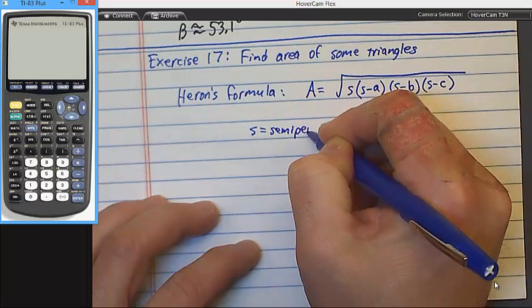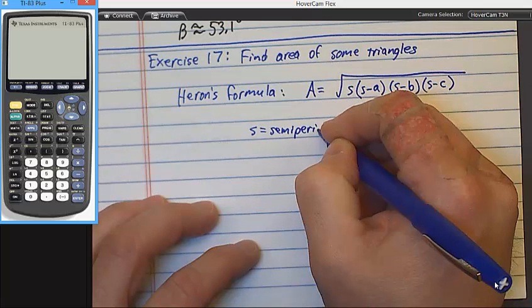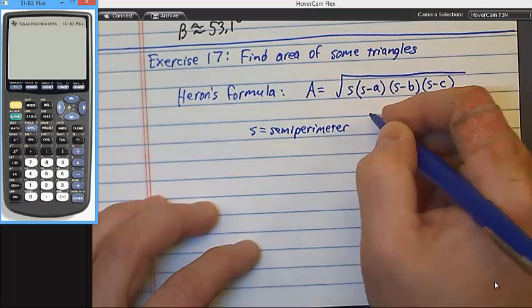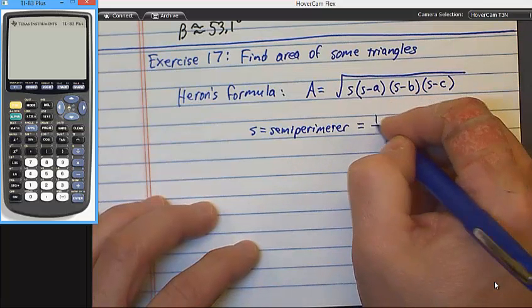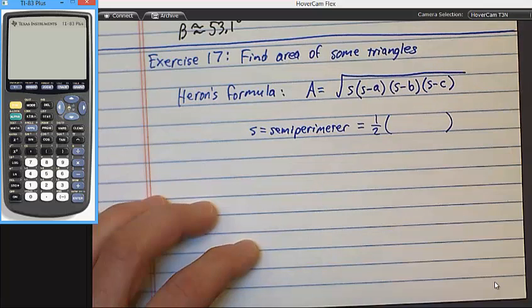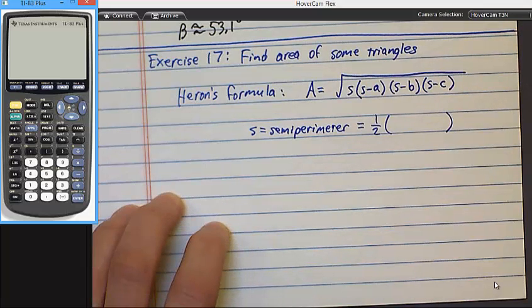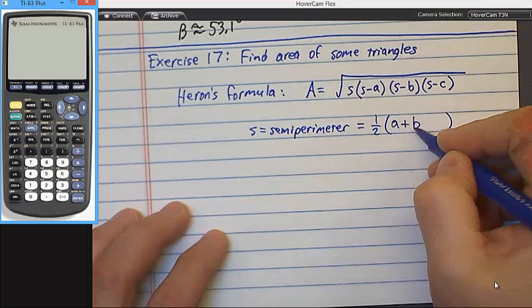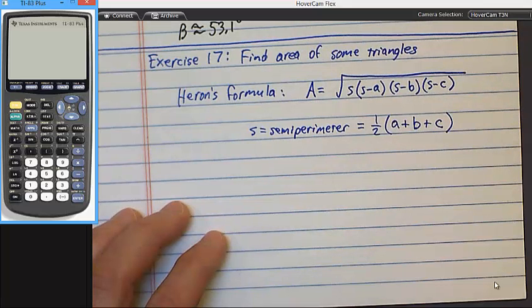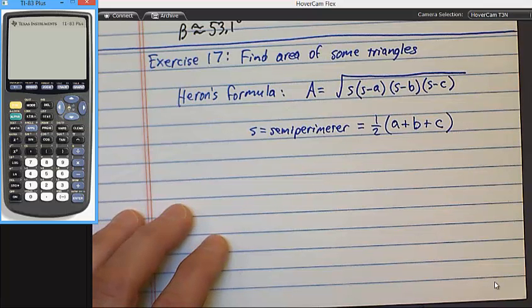What does the prefix semi mean? Right, like a semicircle is half a circle. So what I mean is half of the perimeter. Now why half of the perimeter? Well, what's the perimeter of a triangle? If we have a triangle with sides A, B, and C, S is going to be half of A plus B plus C, right? It's a remarkable formula. I mean, almost magical.